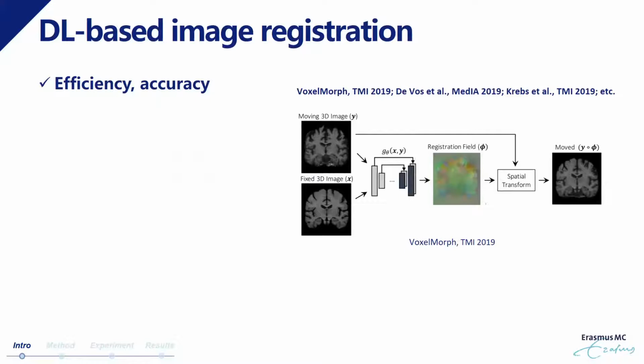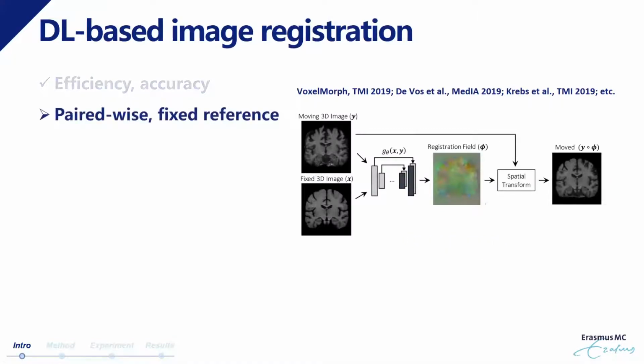As you are aware, deep learning-based registration methods have outperformed classical methods in terms of higher efficiency and comparable accuracy. This has been demonstrated by many of our familiar works, such as VoxelMorph. However, due to an obvious limitation that it only supports pairwise registration using a fixed reference image, algorithms based on deep learning cannot yet completely serve as an alternative to classical algorithms.